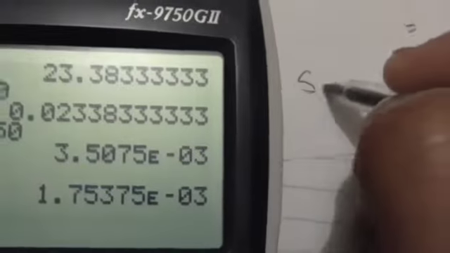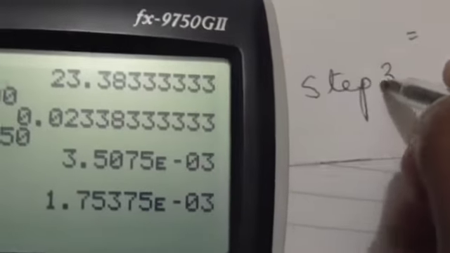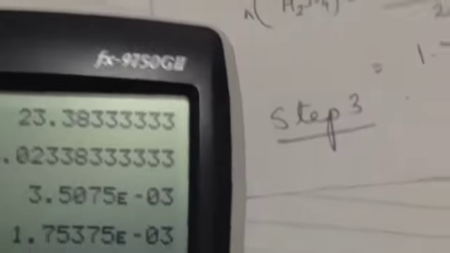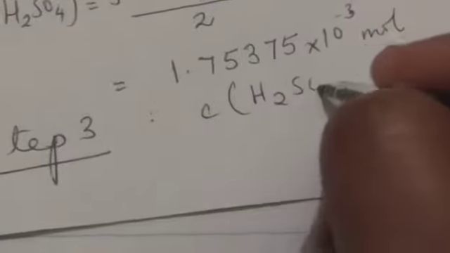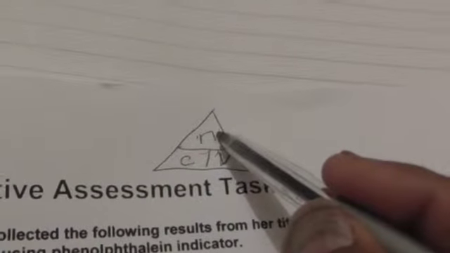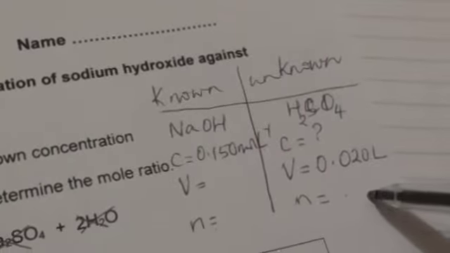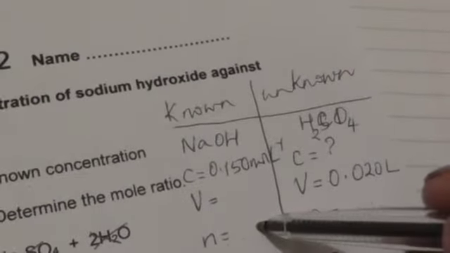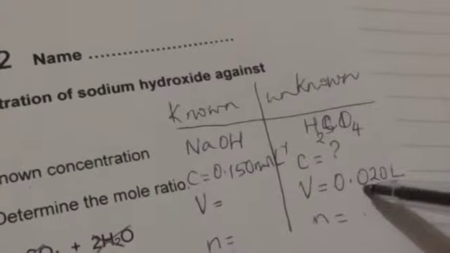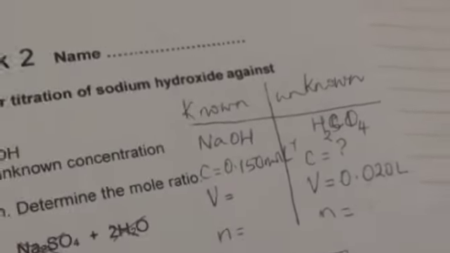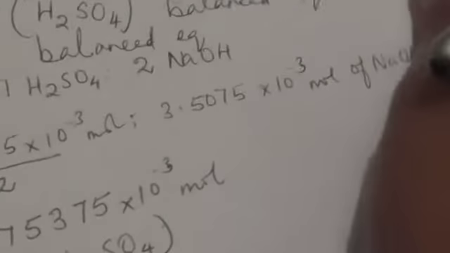That brings me to my last and final step, step 3. What do we need to do? Why were we doing this whole experiment? It was to find the concentration of sulfuric acid. Now my little calculation triangle says that concentration can be calculated by dividing the number of moles by the volume. We've just calculated the number of moles. It was half that of sodium hydroxide. I know its volume, so I substitute these two and I can calculate C. That's exactly what we're going to do.